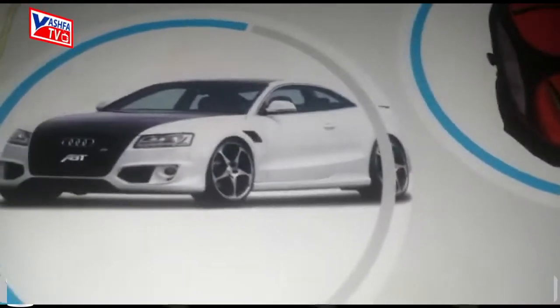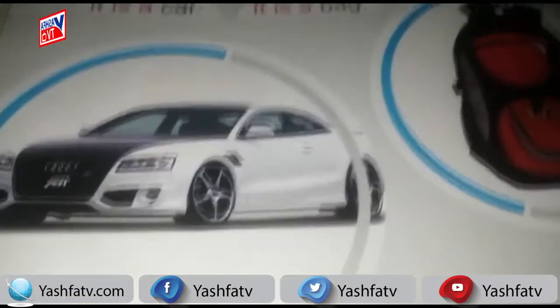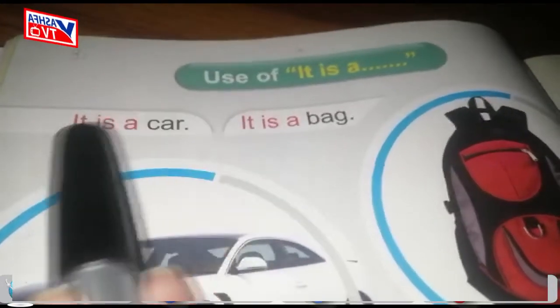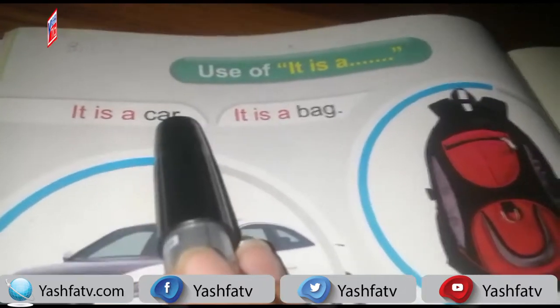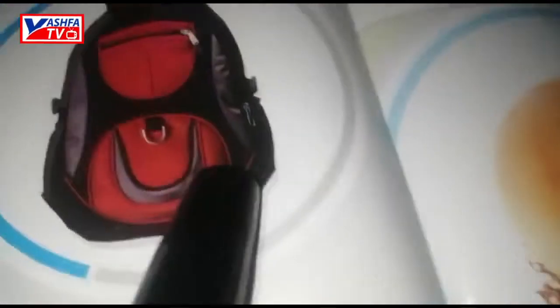So look at this picture, students. What is it? It's a car. Here we use it is a car. It's a car. What is it? It's a car. So we move to the next picture, students.